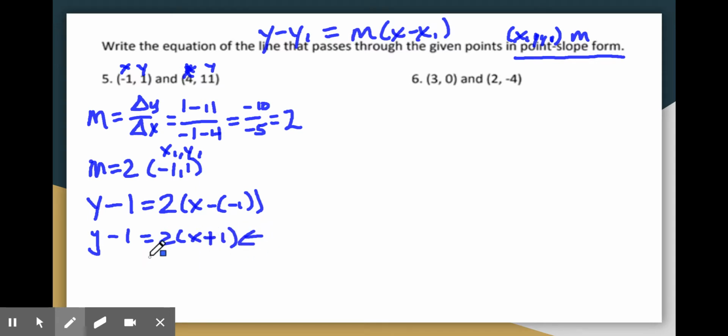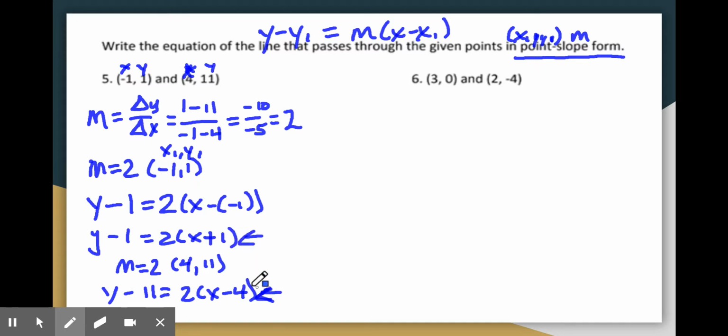Now, you also may have said, hey, wait a minute. My slope is 2, and there's a point 4, 11. Yeah, you could write the answer that way also. So you could write y minus 11 equals 2 times x minus 4. They're both the same. They look different, but they're both the same line. These are my answers in point slope form.